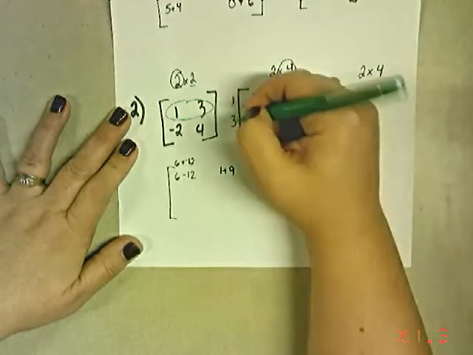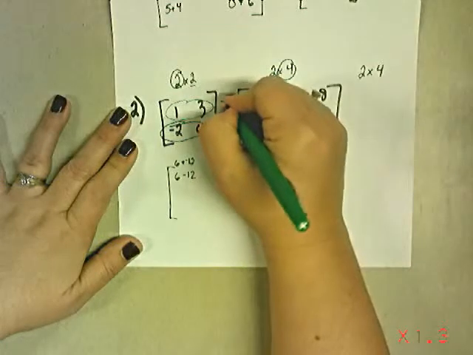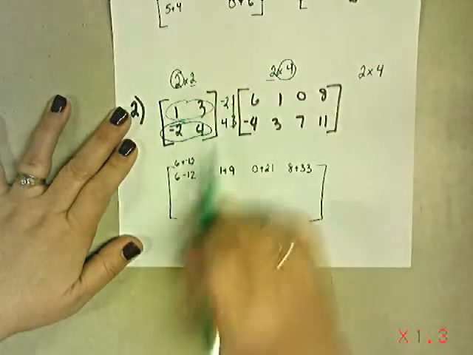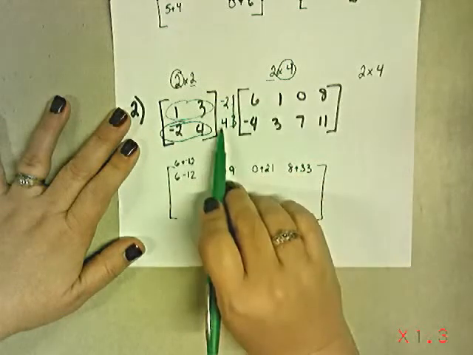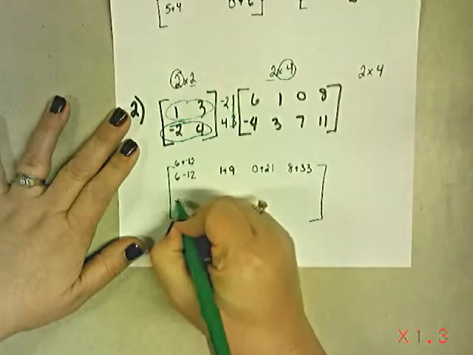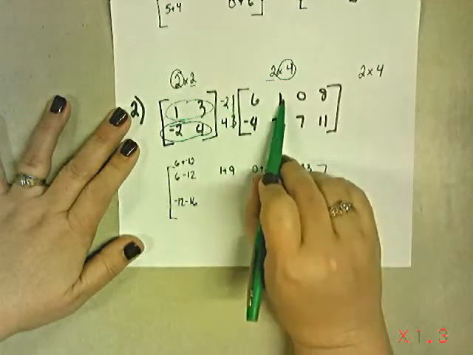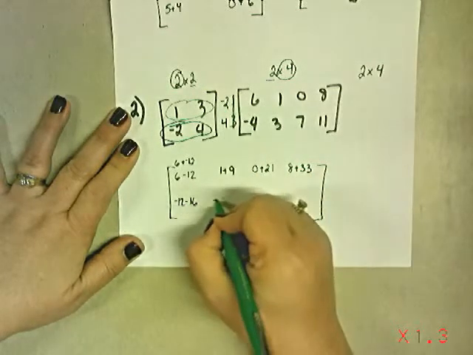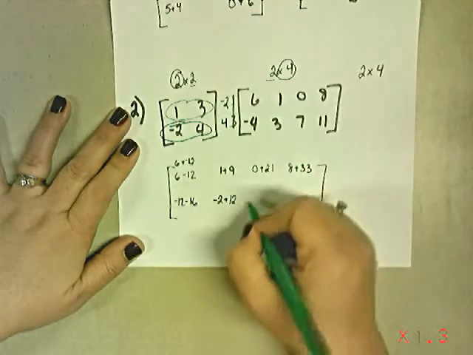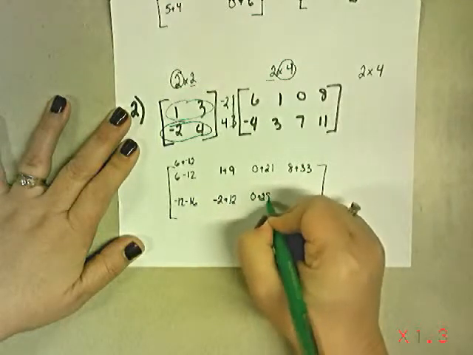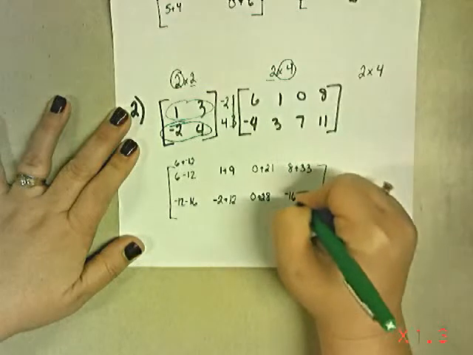We ran out of columns, cross that out, come down and get the bottom row, turn it on its side, bottom row goes on the bottom row, so we're down here now. Negative 2 times 6, 4 times negative 4, negative 12 and negative 16, negative 2 and 12, 0 and 28, negative 16 and 44.